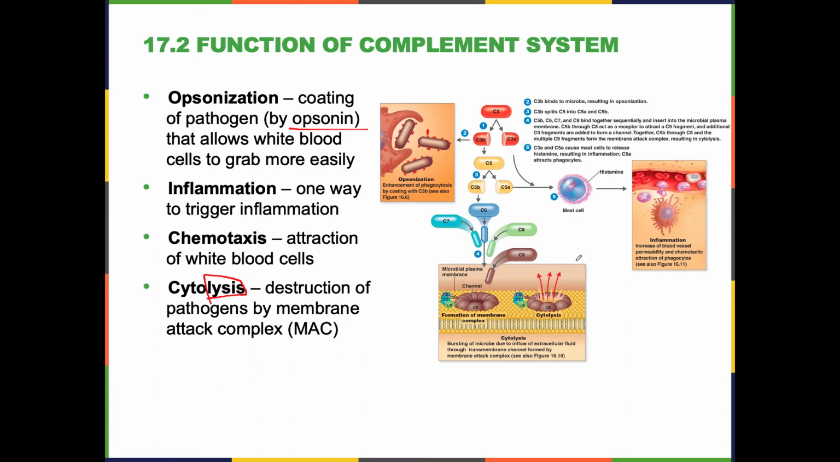So 3 ways to activate complement, and then 4 outcomes. Opsonization, which allows white blood cells to grab and eat them. Inflammation, we'll talk about a little bit later. Chemotaxis brings white blood cells to the site of infection. And then cytolysis, the physical killing of the microbe by essentially making holes in the membrane.